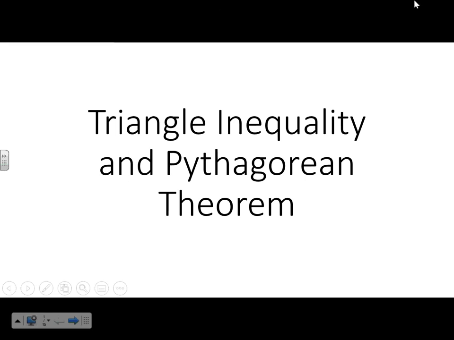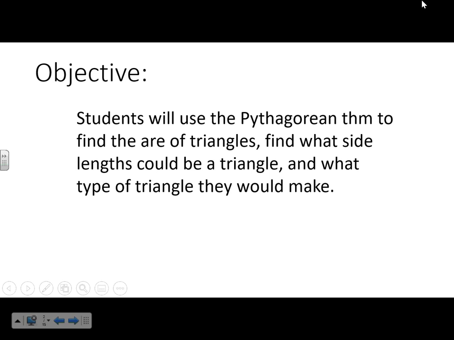This lesson is over triangle inequality in the Pythagorean theorem. Objective: students will use the Pythagorean theorem to find the area of triangles, find what side lengths could be a triangle, and what types of triangle they could make.